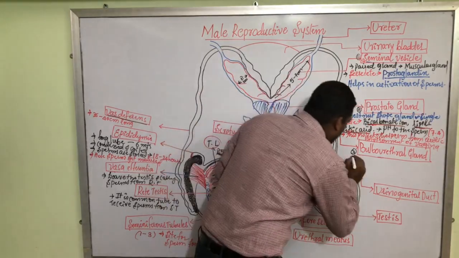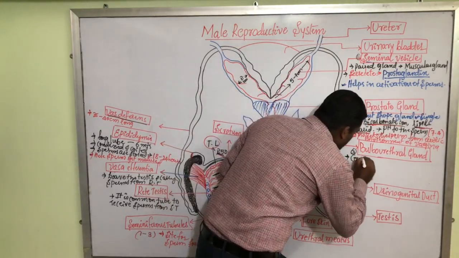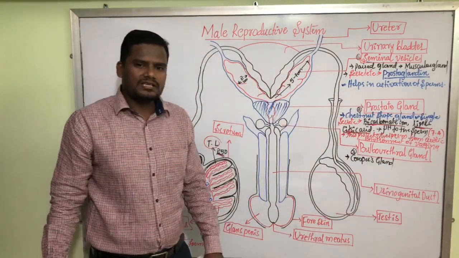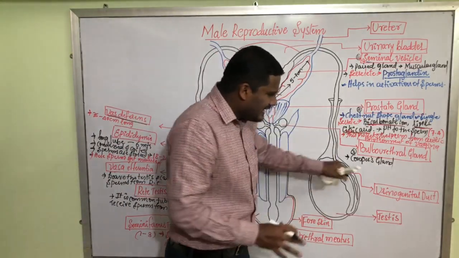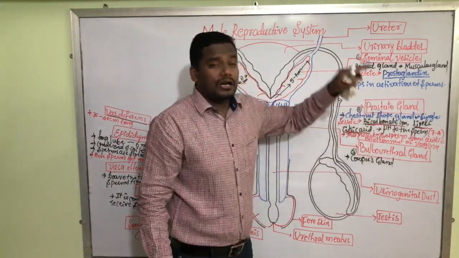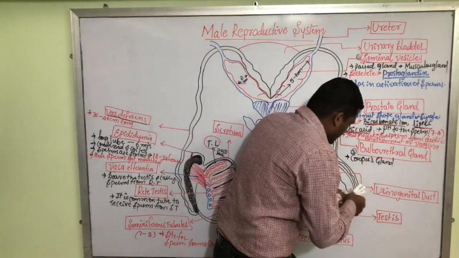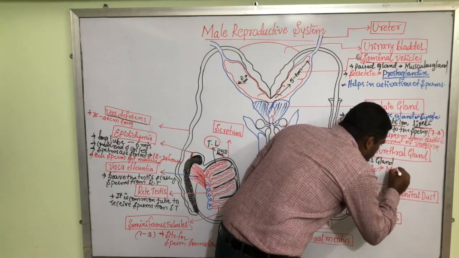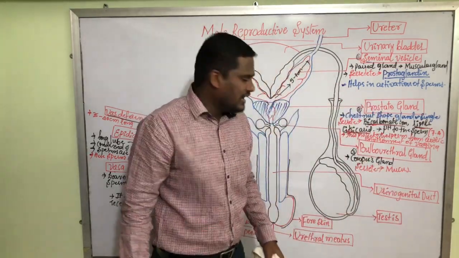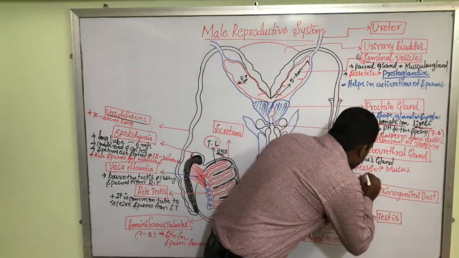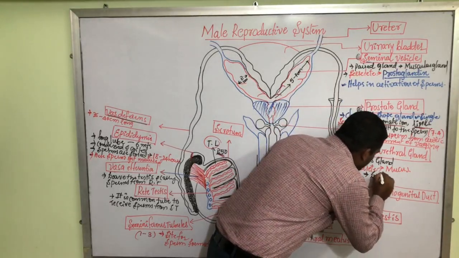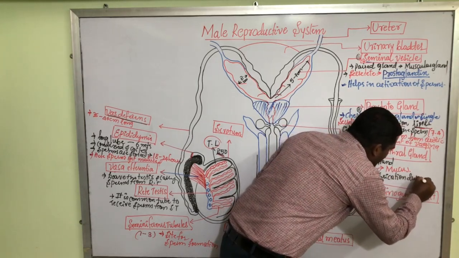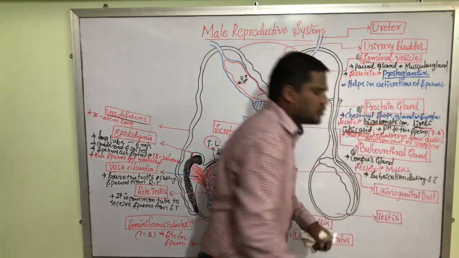Now, the third gland is called the bulbourethral gland. This bulbourethral gland is also called Cowper's gland. Generally, this bulbourethral gland or Cowper's gland secretes mucus. It secretes the mucus, and this mucus acts as a lubrication during sexual intercourse.